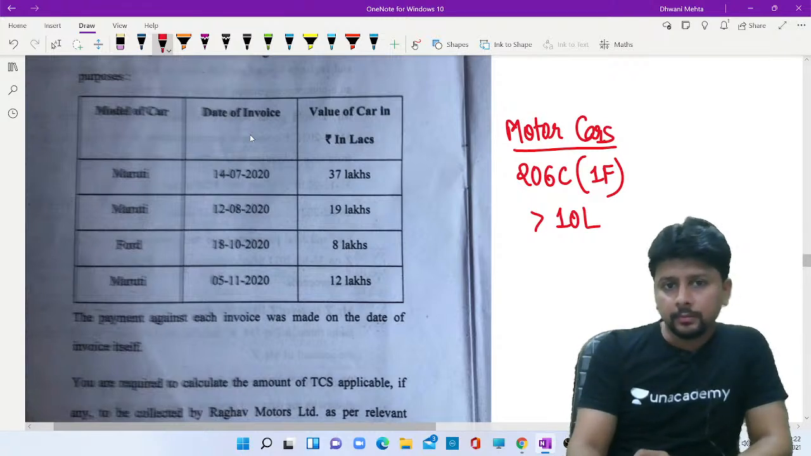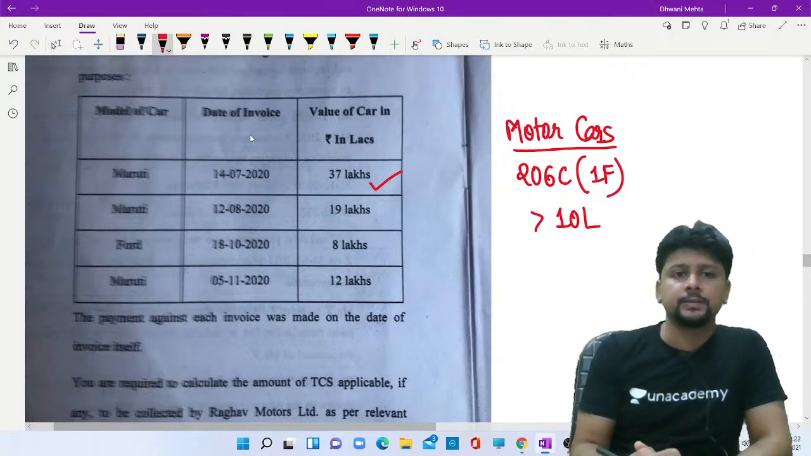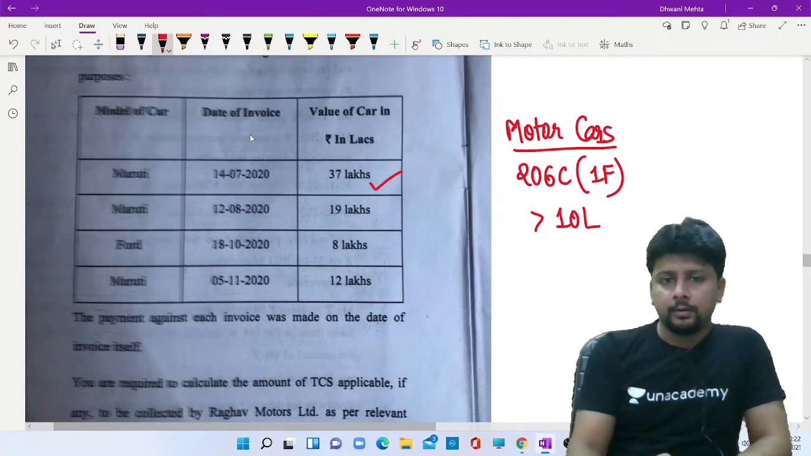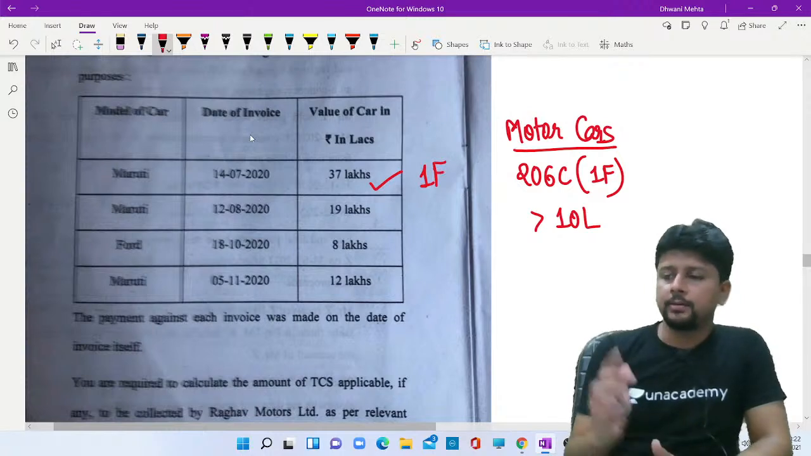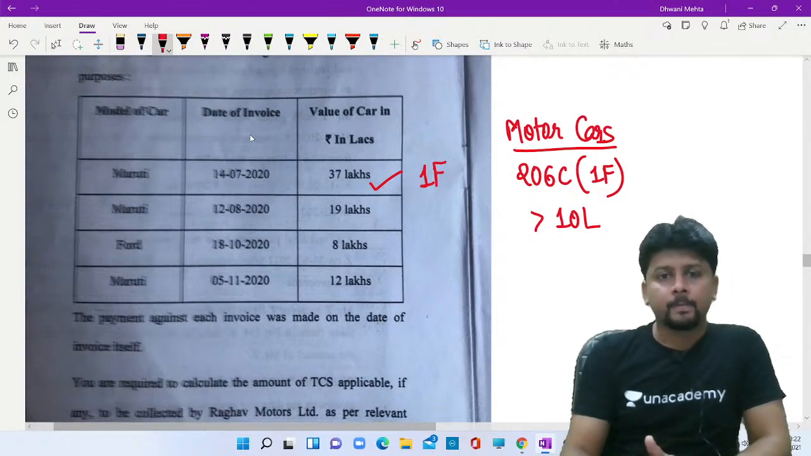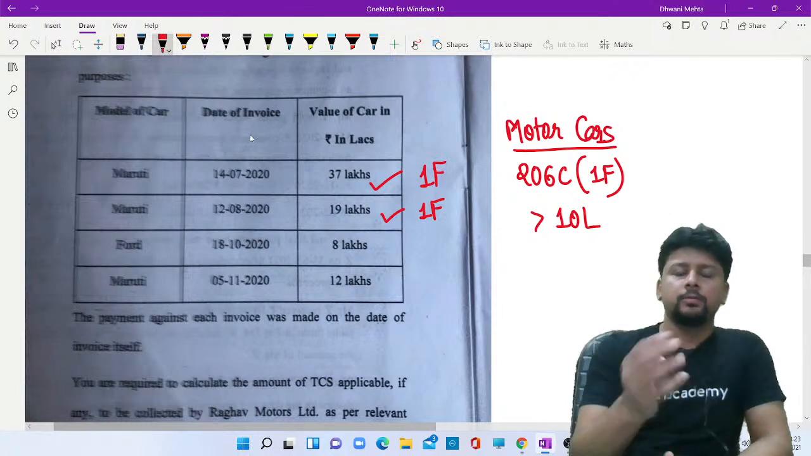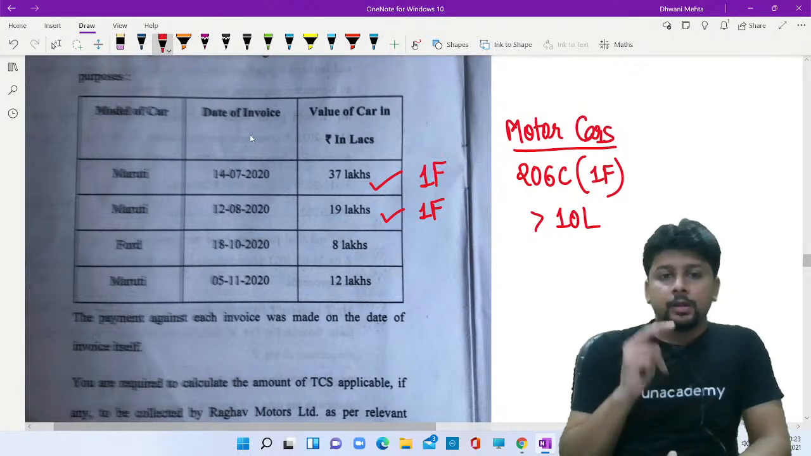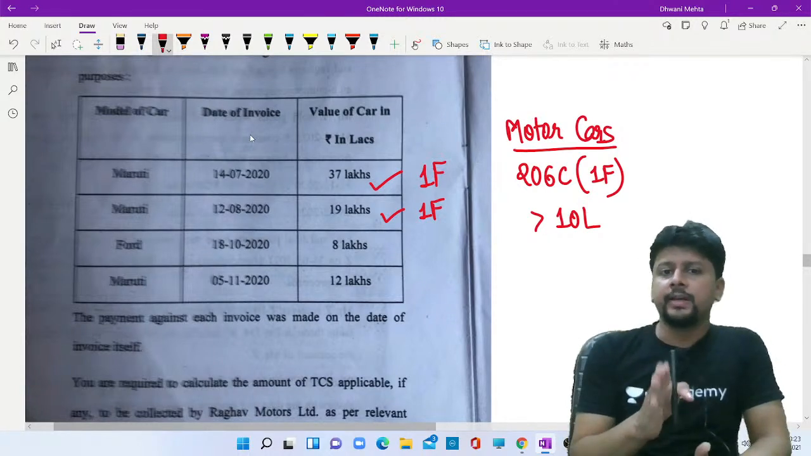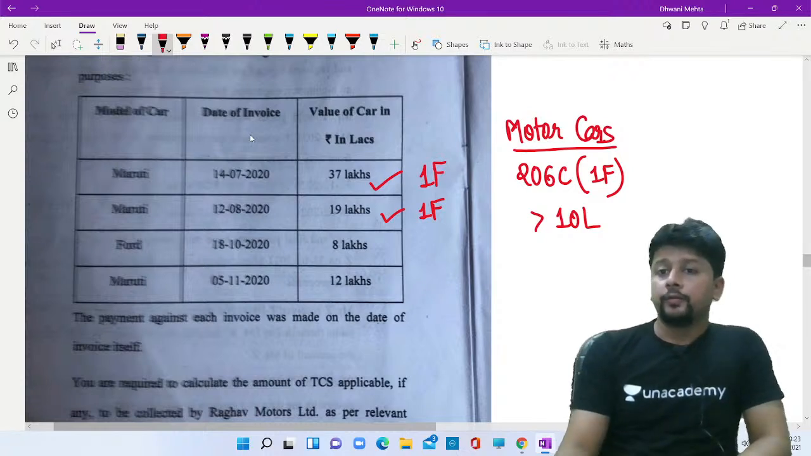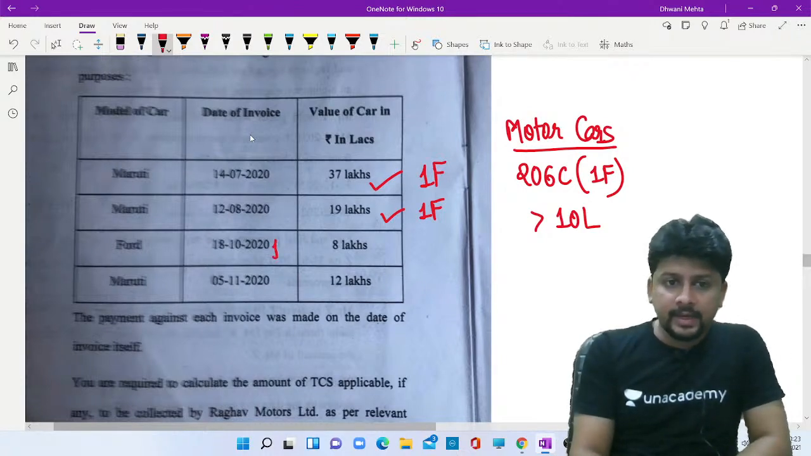So the first car sold, 37 lakhs, 14th of July, 1F will be attracted. Amount is above 10 lakhs. Second car sold, again 1F will be attracted, 12th of August. Third car sold, the sale value is only 8 lakhs. So your 1F is not attracted.